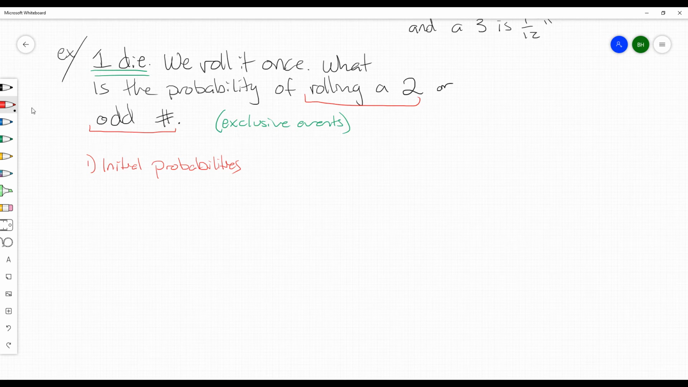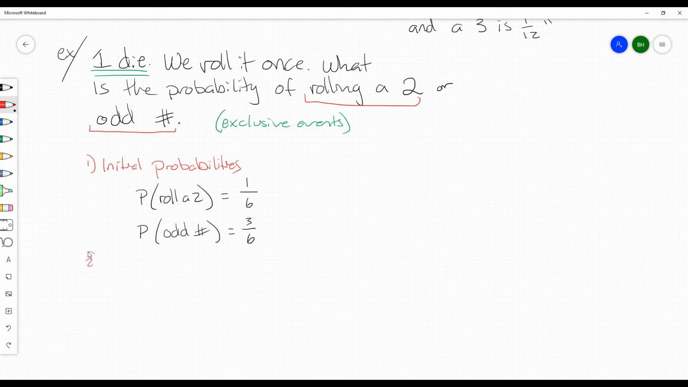Okay, and we find that the probability of rolling a 2 is going to be, well, there's only one 2 on the standard die. And then we go over here and we roll for an odd number, which is the opposite of the even from before, which is 3 over 6.